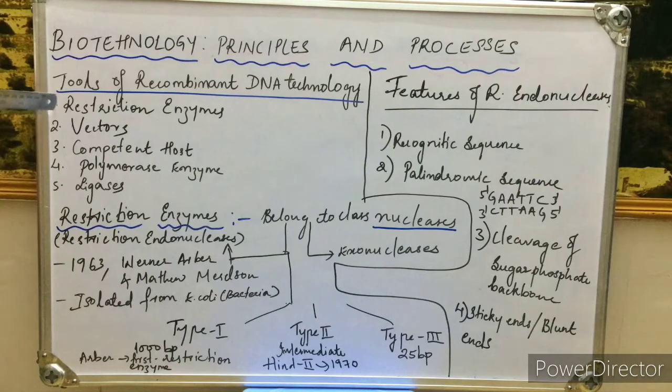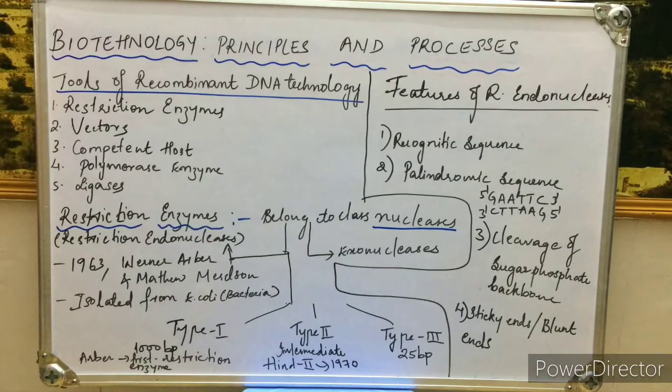I have already given the definition of this in the terms and processes. What are restriction enzymes? They are a set of enzymes which cut the DNA sequence at specific locations, right? So the restriction enzymes are very important tools of recombinant DNA technology. If you are unable to cut a DNA sequence and join it to another DNA sequence, then you cannot form the recombinant DNA, right? So restriction enzymes are one of the tools.